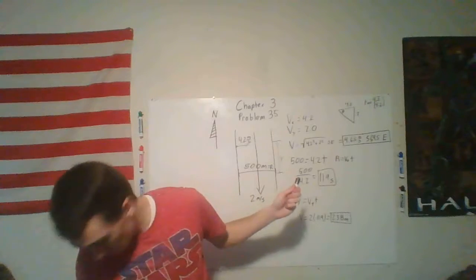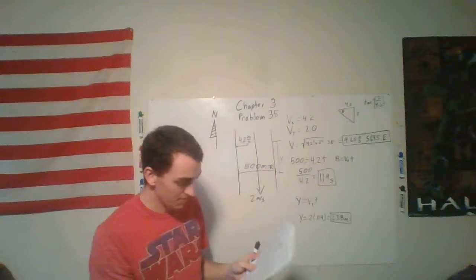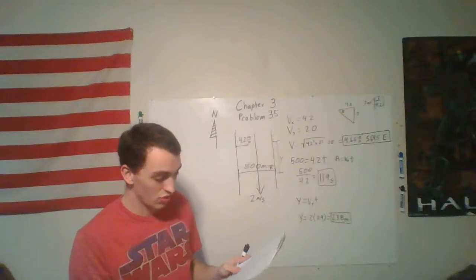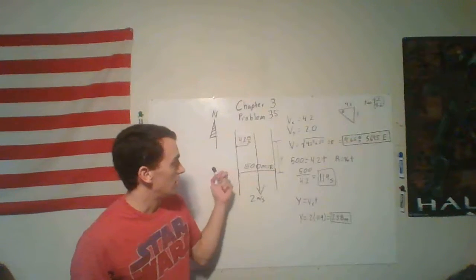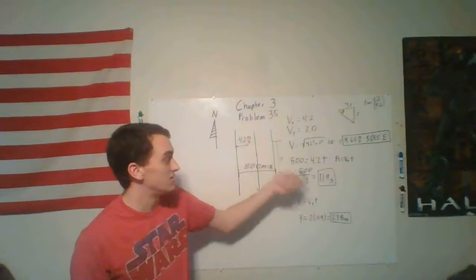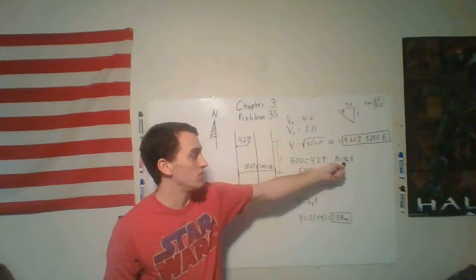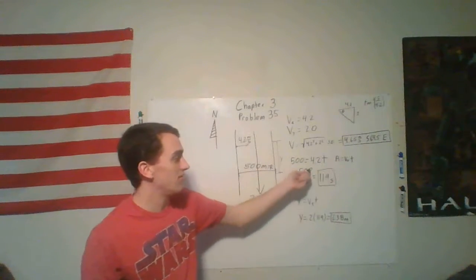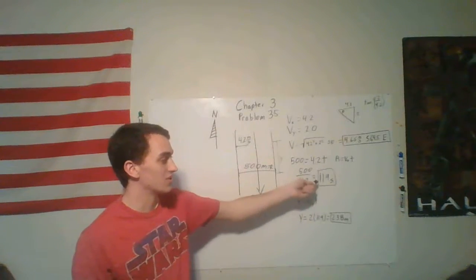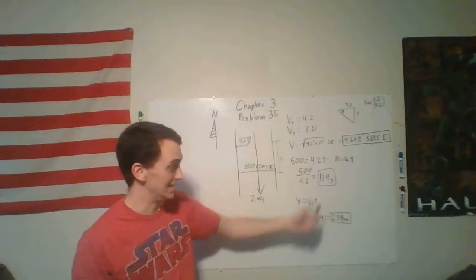Next is part B, where did I set this? Right here: how much time is required to cross the river. So we just need to figure the time to cross. It's 500 meters across. So the distance will equal our Vx times t. So 500 divided by 4.2, our Vx, will equal our time, which is 119 seconds.